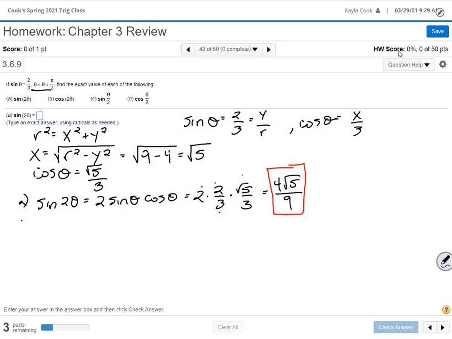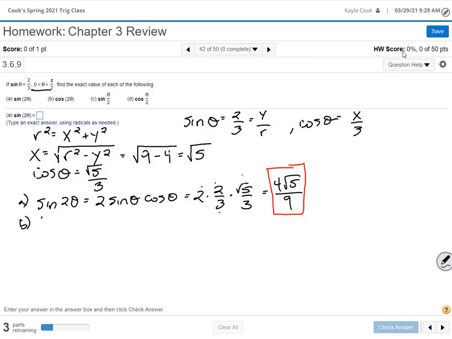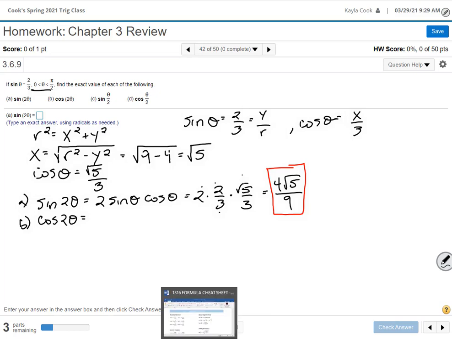So that was A. For B, I need cosine of 2 theta. So again, I'm going to come back to my cheat sheet here. So cosine of 2 theta equals cosine squared theta minus sine squared theta. Kind of similar-ish to the Pythagorean identity. So cosine of 2 theta. Make sure I get them in the right order here. Cosine comes first. Yeah, cosine squared.